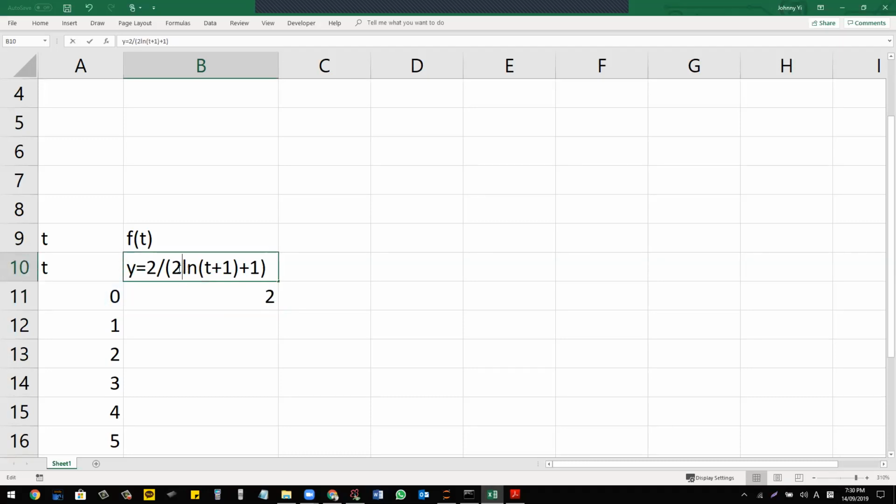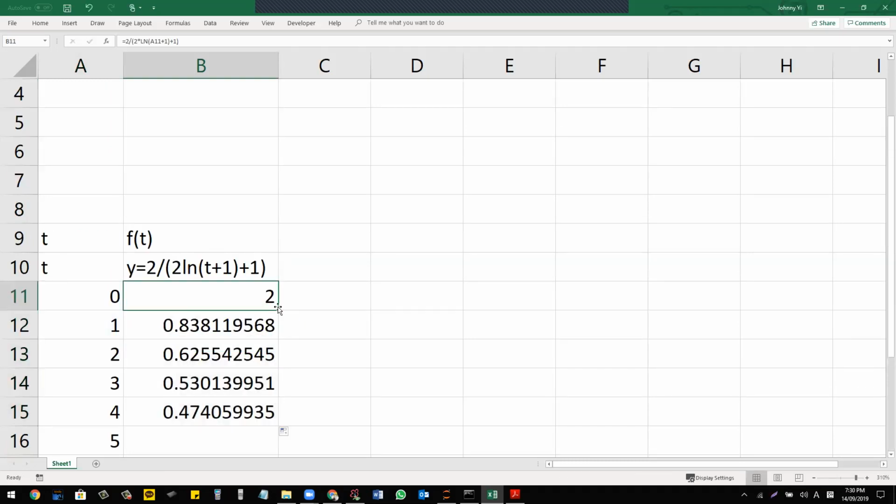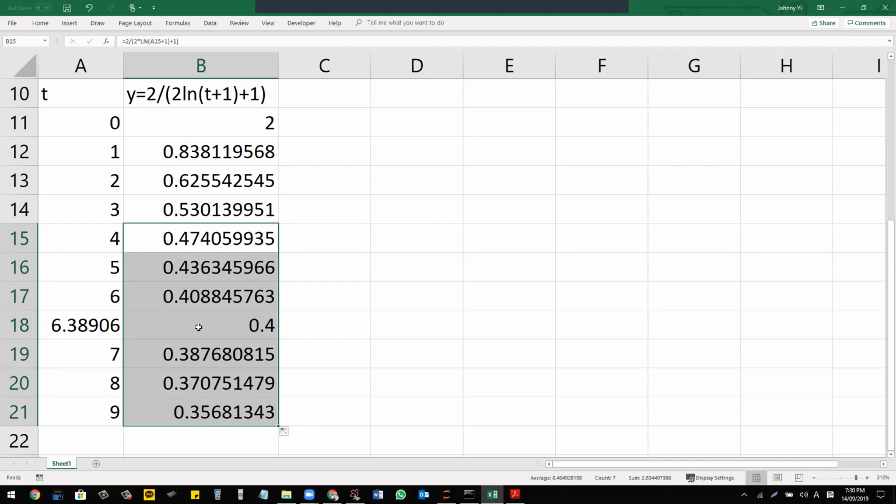So this is the formula, and I've just made this into 2 over 2 times natural log of (0 plus 1), close bracket, plus 1. Then obviously it gives us the initial value 0, 2. I'm going to scroll it down. So scroll from this point here and then scroll it down. It copies the formula, so it plugs in 1 there, 2 there. And I'm going to do it up to 9.